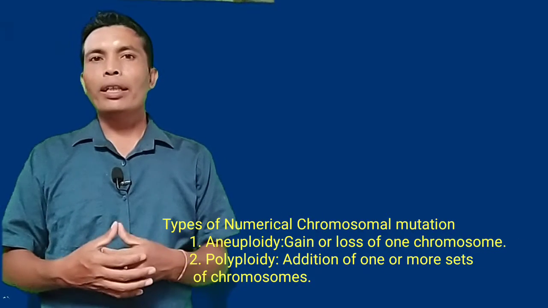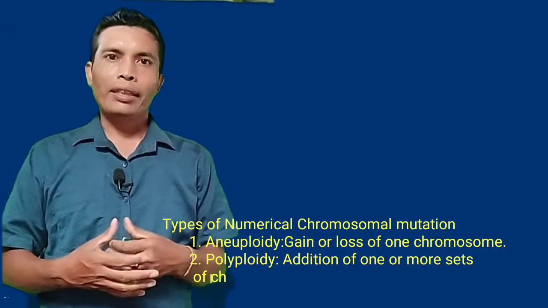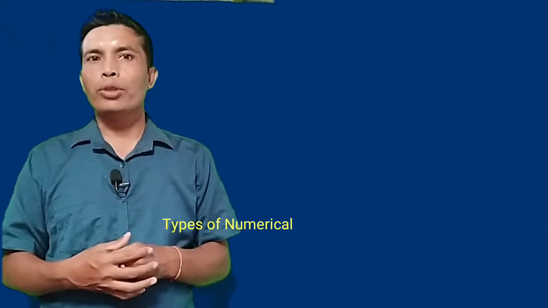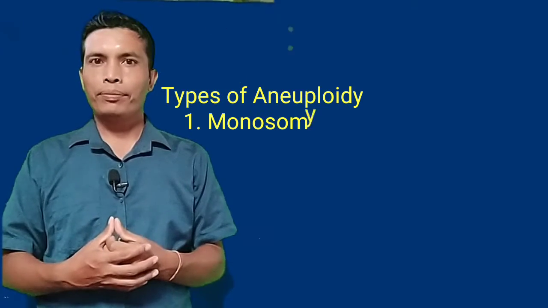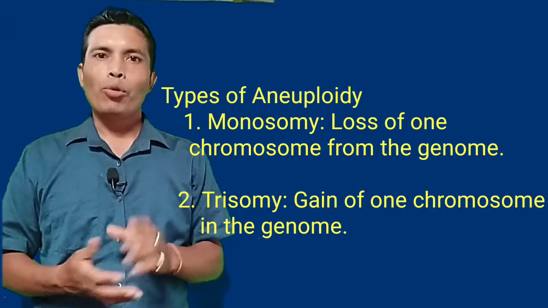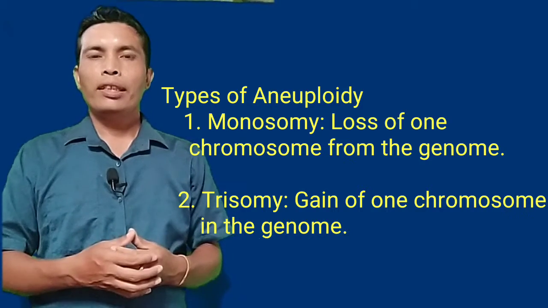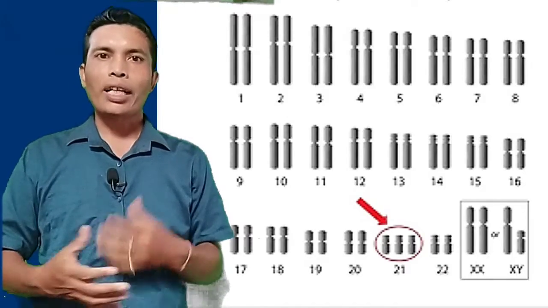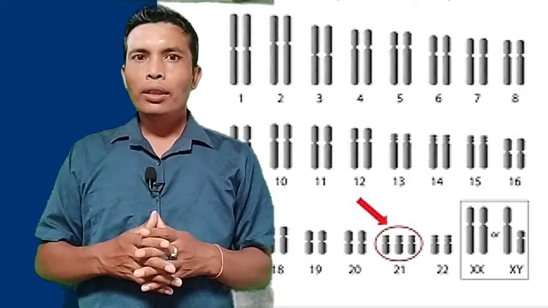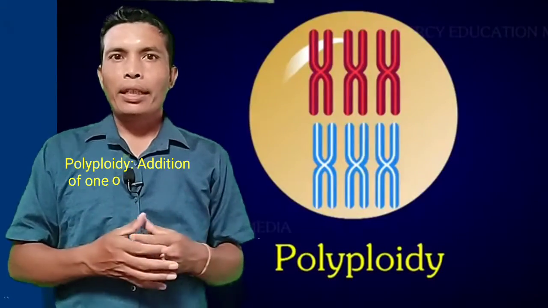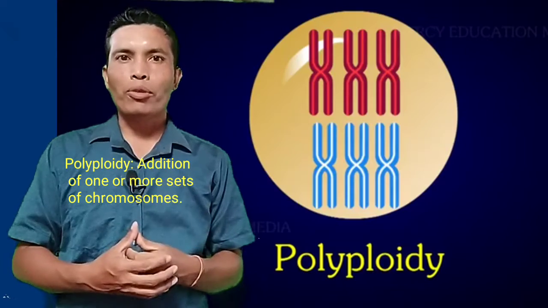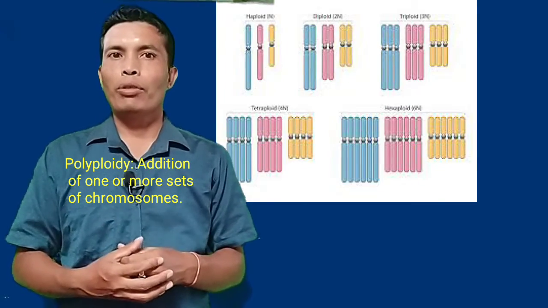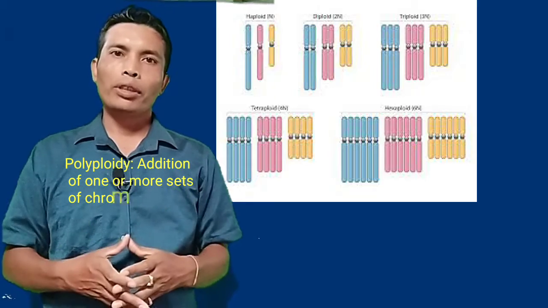Aneuploidy is the type of numerical chromosomal mutation in which there is gain or loss of one chromosome in the genome of an organism. It is again of two types, monosomy and trisomy. If there is a loss of one chromosome, that type of aneuploidy is called monosomy. If there is a gain of one chromosome, that type of aneuploidy is called trisomy. Now polyploidy. It is a chromosomal mutation in which there is the addition of one set or more sets of chromosomes in the genome of the individual. It doesn't occur in animals, it occurs only in plants.